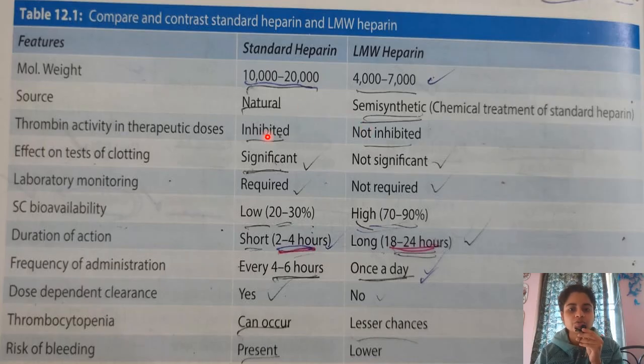Whereas heparin we extract from porcine intestine or from other animal intestines. It is mainly produced that way. Thrombin activity in therapeutic doses is inhibited in heparin, whereas in LMWH it is not inhibited. Effect on tests of clotting is significant. Clotting is decreased in the case of heparin. So we mainly see the APTT, the bleeding time, clotting time, all this.